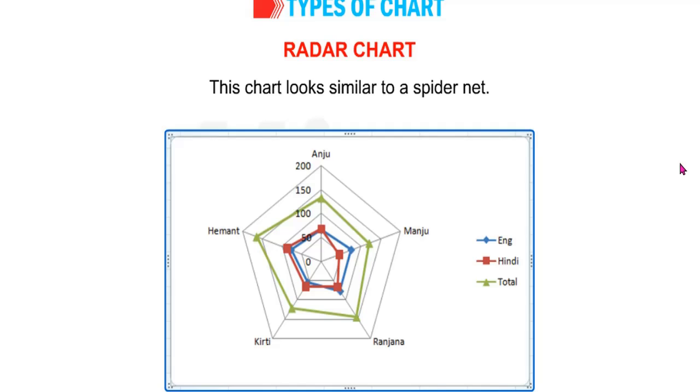Radar chart, like a radar. This chart looks similar to a spider net. It displays data values plotted as points which are connected by lines to form a grid. Radar charts compare the aggregate value of several data series. Aggregate value.